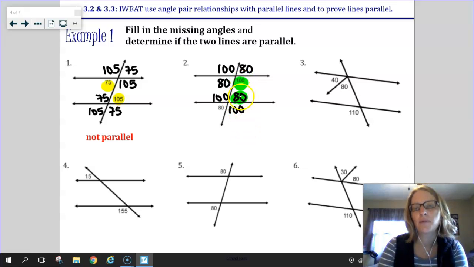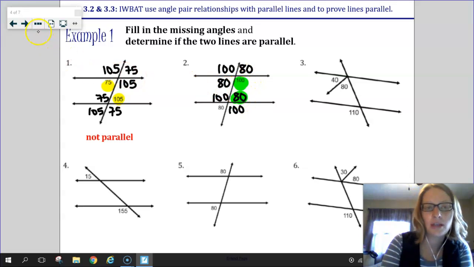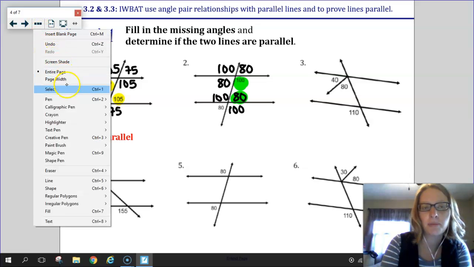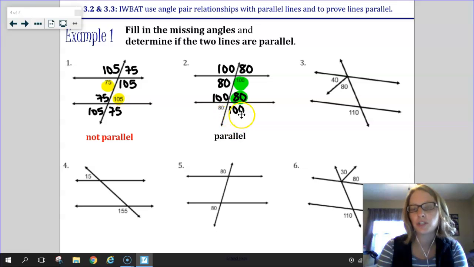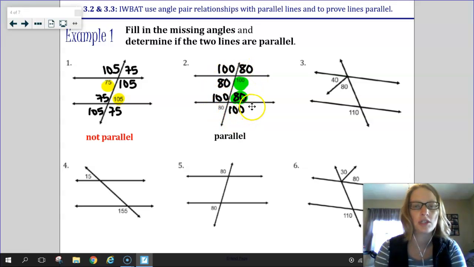We have 100 and we have 80. Well, our same side interior relationship says that the two same side interiors should add up to be supplementary. In this case, because they are equal to 180, we could say that the lines are parallel. Notice we could have used lots of other relationships too. The alternate exterior are congruent, the alternate interior are congruent, corresponding are congruent, same side exterior add to 180. So there's not one correct answer for the angle pair that I'm choosing to use to illustrate my example.